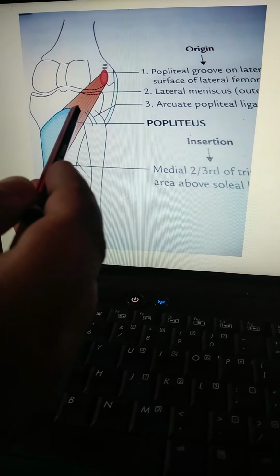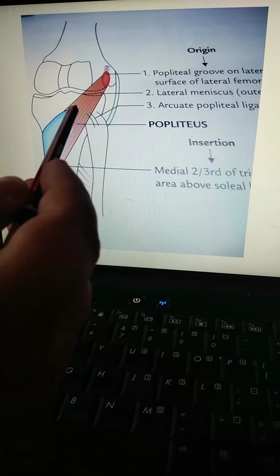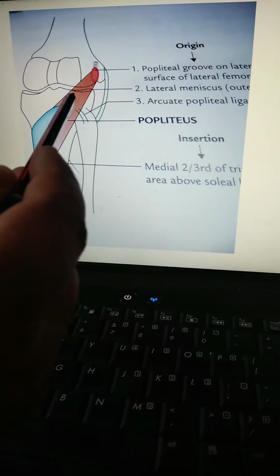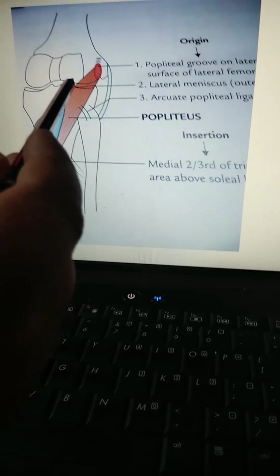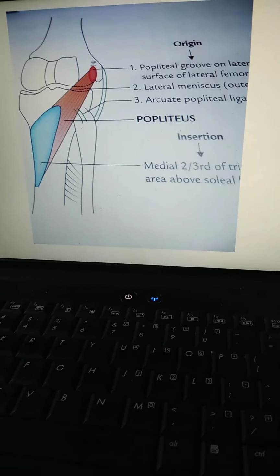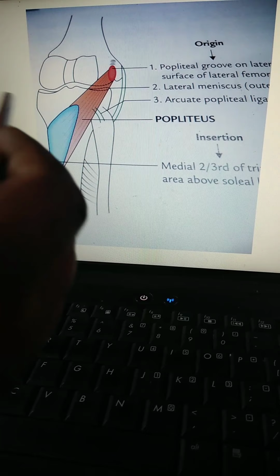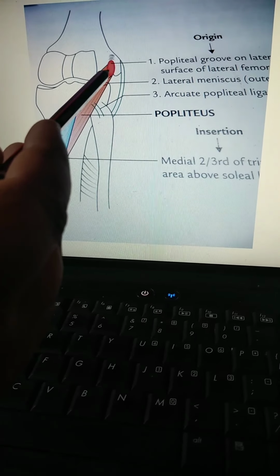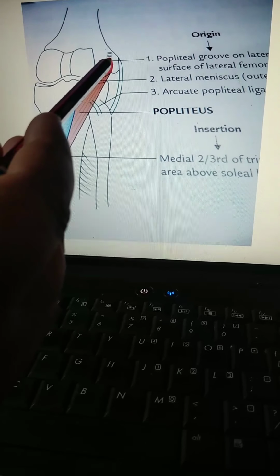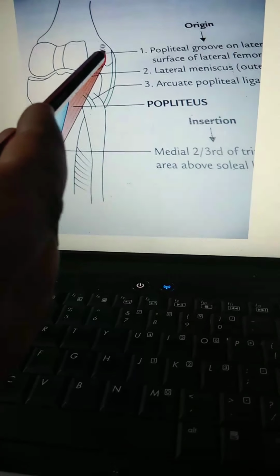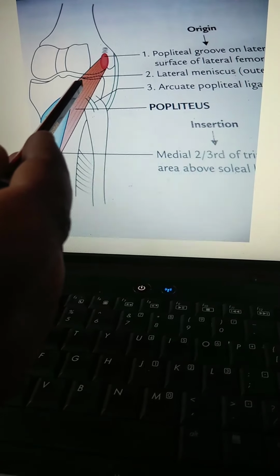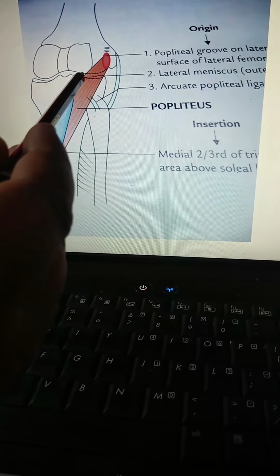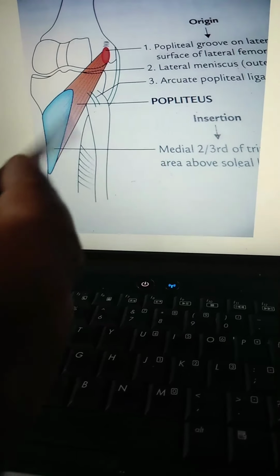Now it unlocks the locked knee by rotating the femur laterally during initial stages of flexion of the knee. You should remember that the popliteus is the unlocker of the knee. It pulls the lateral meniscus backwards and prevents it from being trapped and crushed between the condyles of the femur and tibia, and it flexes the knee during crouching.